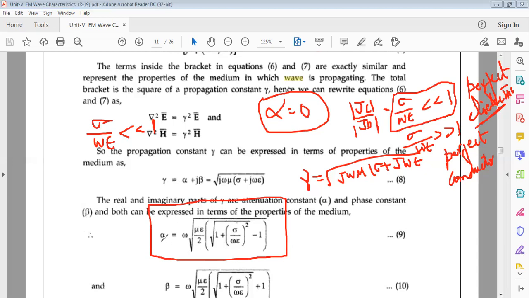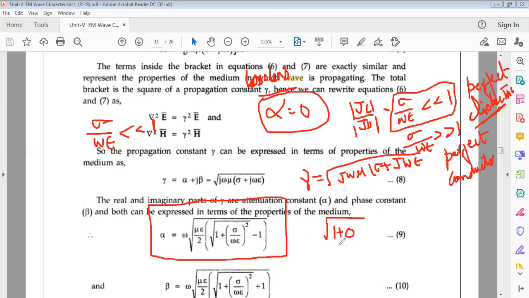So in this alpha, when it is lossless and when it is lossy. Lossless means alpha is equal to 0. I mean that sigma by omega epsilon is very much less than 1. So here the 1 is there. When compared to the 1, the sigma by omega epsilon is very, very less. So in this square root of 1 plus sigma by omega epsilon, the term is very much less than 1, means the square is also very much less, so it is 0.